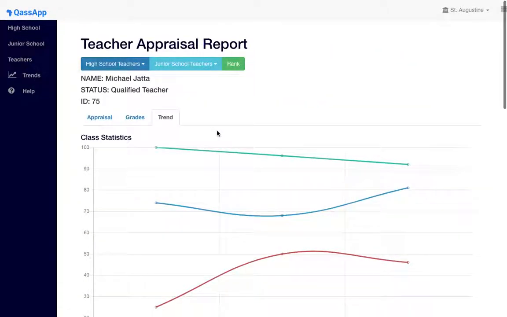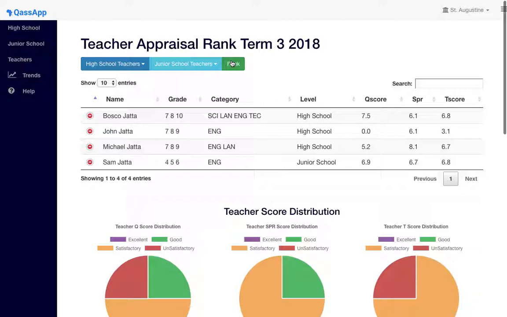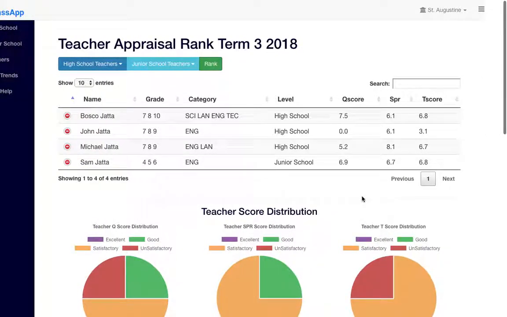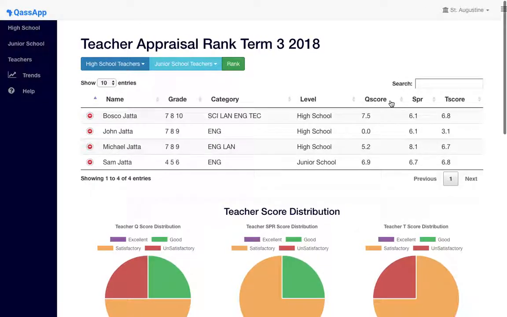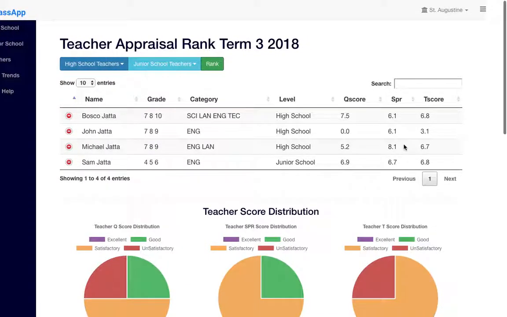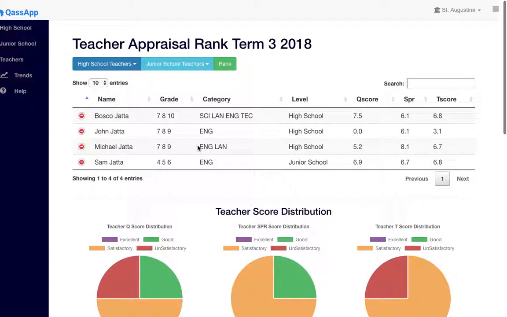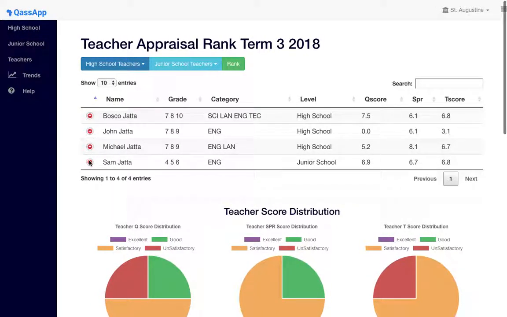That's it, okay? And if you want to see something that's really, really interesting, look at the rank of teachers within your school. We actually go ahead and rank them by their Q score, their S score, and their T score: the quality score based on the survey, and then the S score, the student score over here, and then the T score right there at the end. Okay. So these are the grades that this teacher teaches. Okay. Which is here.